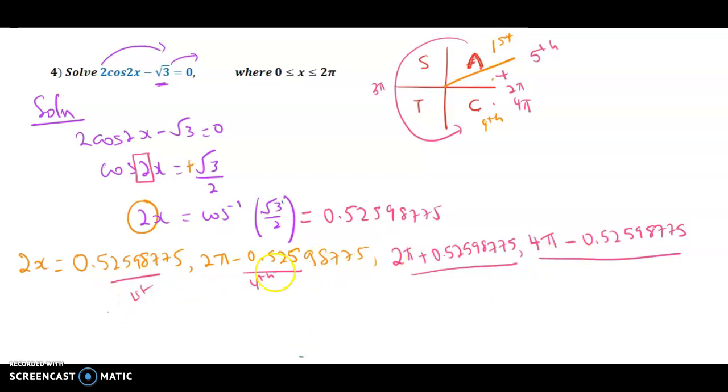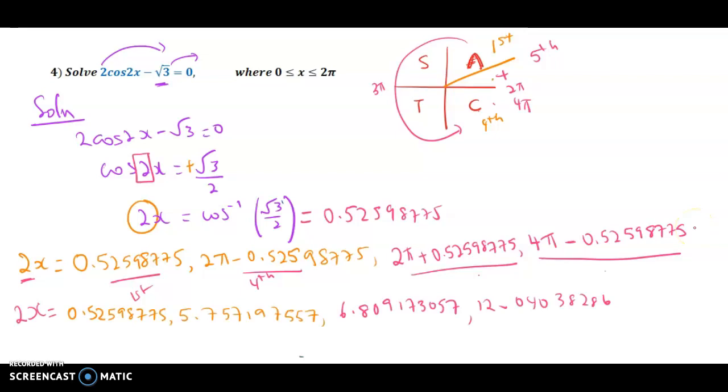Now, I need to work out these four answers here, 1, 2, 3, and 4. And then the last thing I need to do is divide by 2. So let me do that now. So I end up getting 2x is equal to 1, 2, 3, and 4 values. And then simply dividing each value by 2, my final answers would end up being x is equal to 263 radians, 2.8786 radians, 3.4046 radians, and 6.0202 radians.